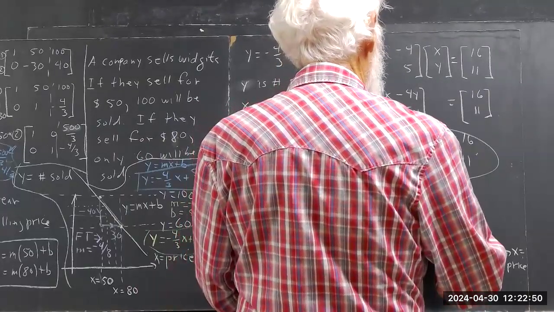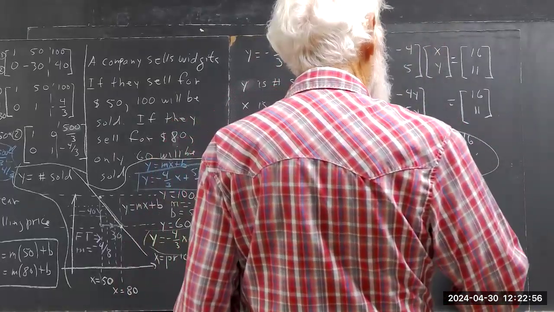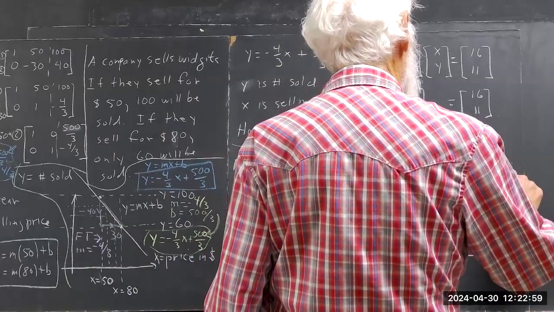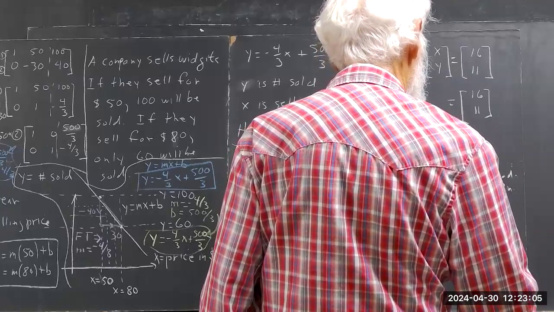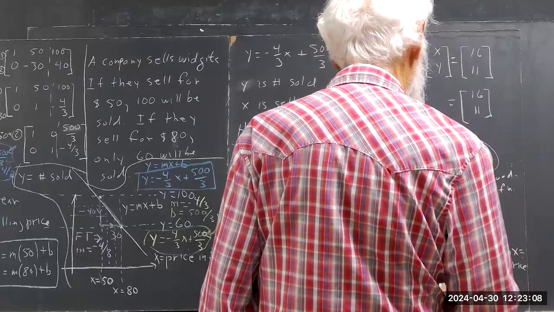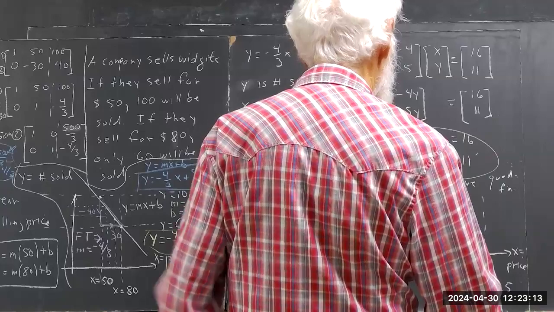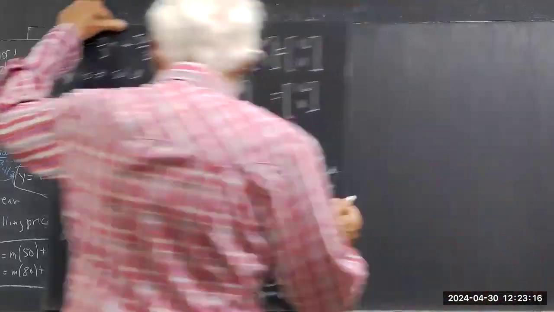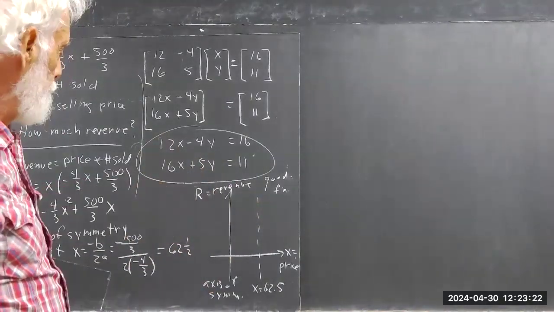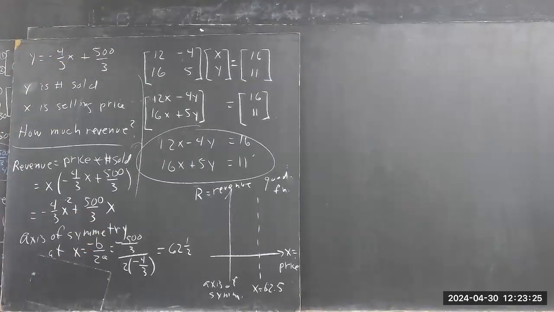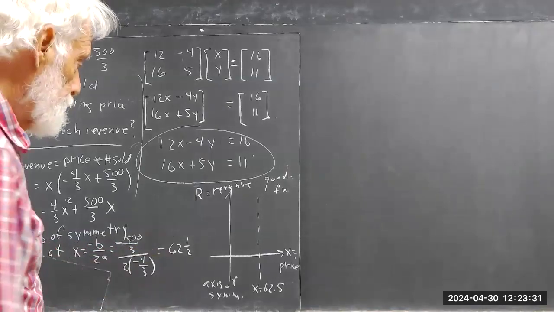Revenue. Quadratic function. Let's bring this over so it'll flood the board. Okay. Here's your graph. Here's your revenue. Your revenue is a quadratic function. There it is. Right here is the vertex. Okay.